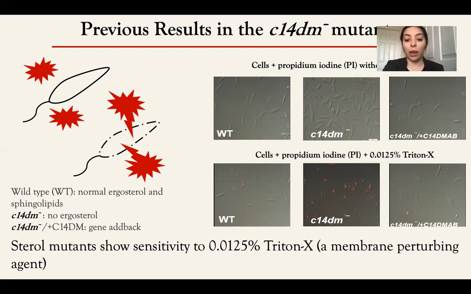Versus on the bottom, that red color you see is the Triton X that has been taken up by the cells. So that mutant had taken up much more Triton X in comparison to the wild type and C14 add-backs. And just to provide a little graphic, these normal membranes were able to withstand the presence of Triton X, versus this mutant had a compromised membrane in that Triton X was able to enter and hinder the cell.